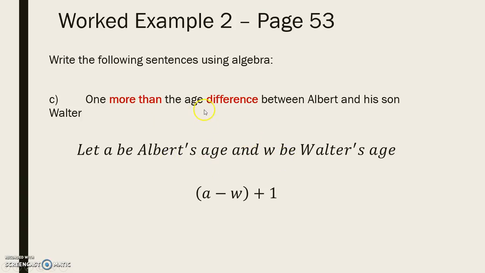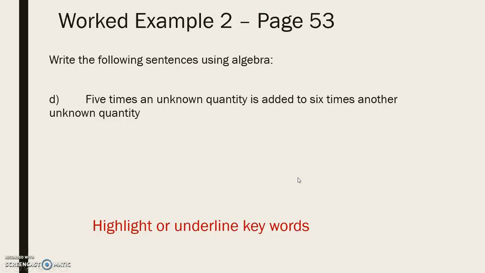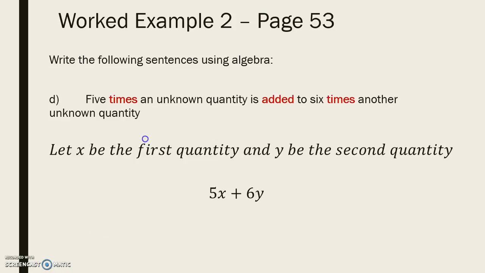So one more than the age difference. So let's start with the difference. A take W. And we'll put Albert first because Albert is the older one. This makes things work a bit easier for us. So what's the difference? A take W, and then we plus 1. The last example is this one. 5 times an unknown quantity is added to 6 times another unknown quantity. So let's have a look at that.